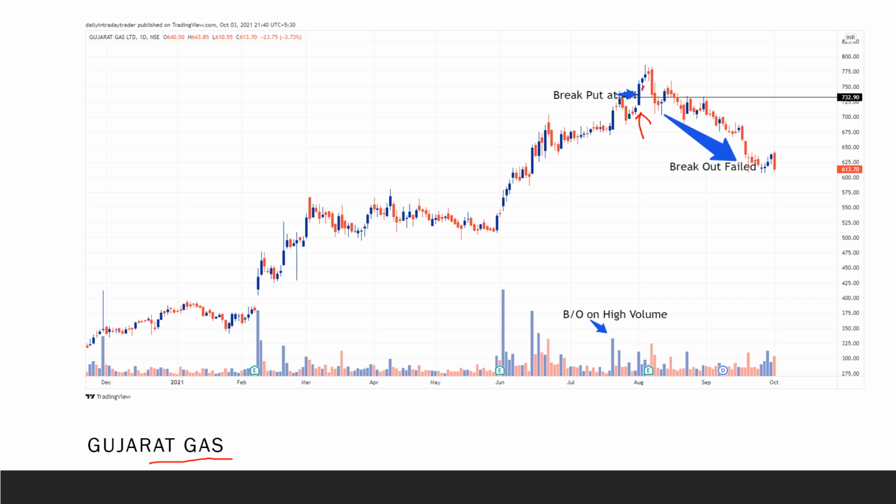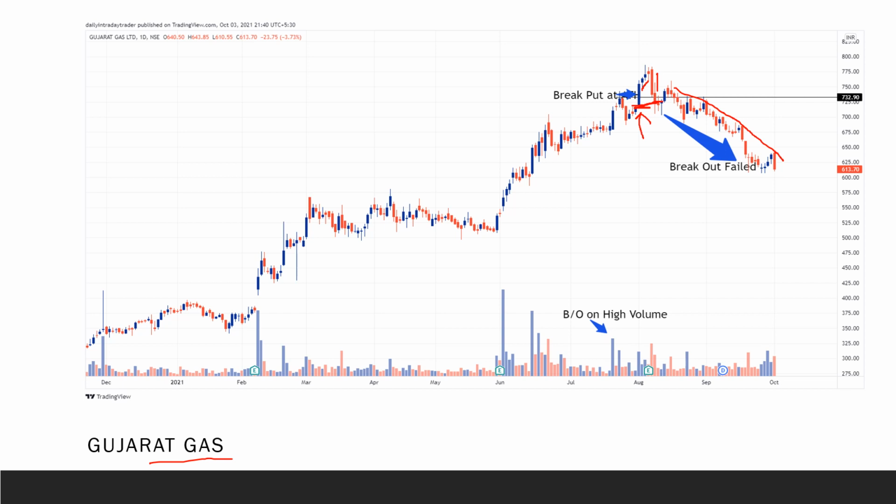After that, it moved a bit, but see what happened next. A big red candle, and after this, it broke the low of this candle. After that, it just moved down. Think about the trader who has taken a position here. One lot of Gujarat Gas has given a lot of pain to the trader.